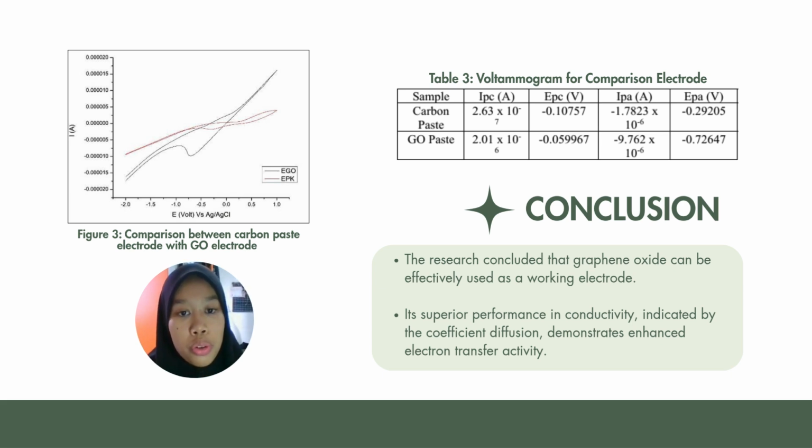And from there we can conclude that this research concludes that graphene oxide can be effectively used as a working electrode, and its superior performance in conductivity, indicated by the diffusion coefficient, demonstrated enhanced electron transfer activity.